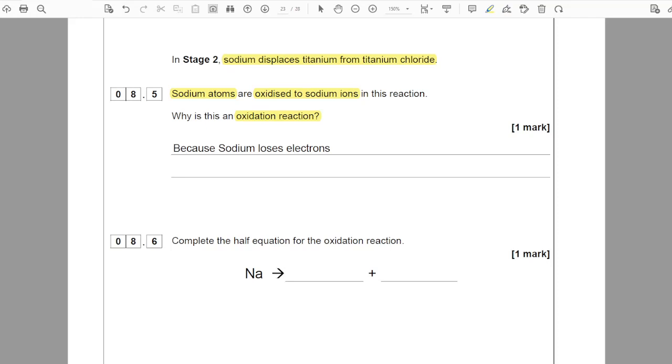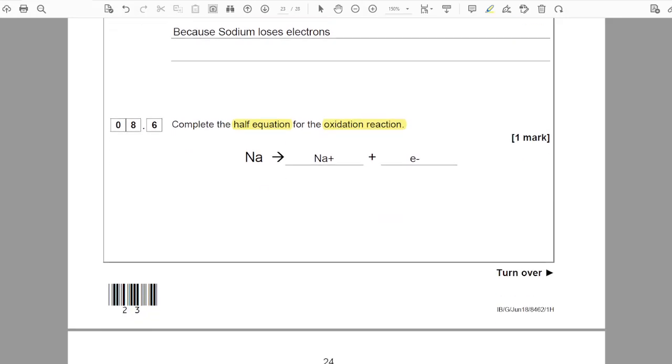8.6. Complete the half equation for this oxidation reaction. Well, sodium loses an electron, so an electron is given off, and because an electron is given off and it's a negative charge given off, we're left with a positive charged ion of sodium.